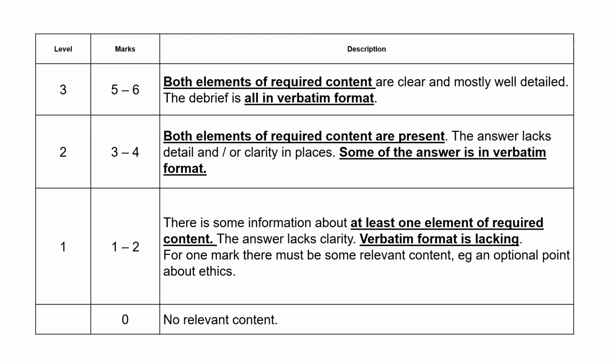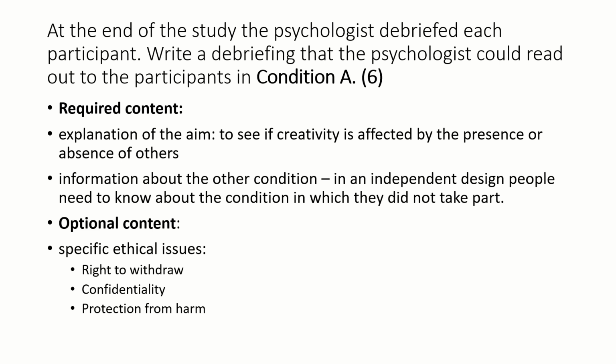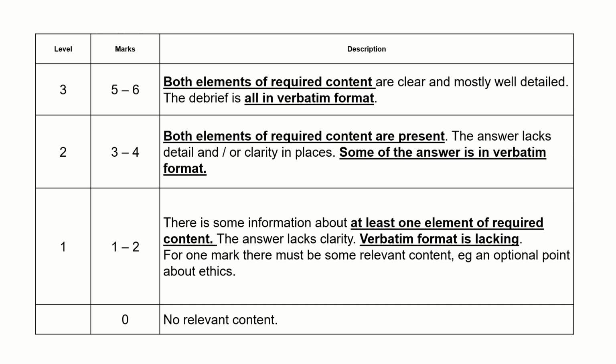So the way that you would mark this is, if you have not included both elements of the required content, then you are limited to 1 out of 2 marks. So if you have not included an explanation of the aim and information about the other condition, if you've only mentioned one of those, then you would get between 1 or 2 marks, okay? The other reason that you would only get 1 out of 2, it says verbatim form is lacking. Verbatim is just a fancy way of saying, in this context, it must be able to be read out loud. If you have put, I would tell the psychologist to say this, this, and this, then that is not verbatim. It cannot be read out, and you'd be limited to 1 of 2 marks.